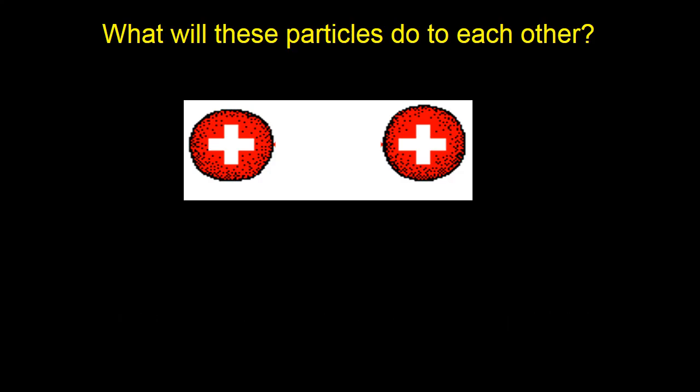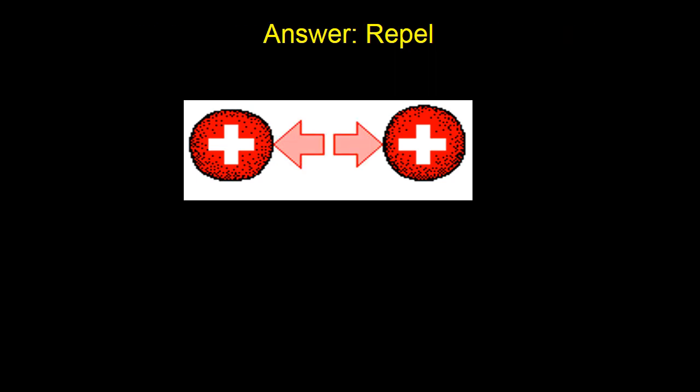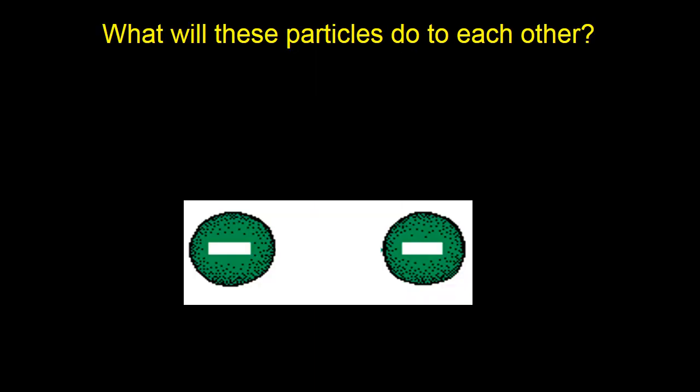All right, so we need to think about what the two different particles that we've been talking about here, protons and electrons, what will they do to each other when they get close to each other? So here we have two protons. What are they going to do to each other? Well, they are the same charge, as you just saw in that video clip there. They are the same charge, so they will repel each other. Anything that is the same will repel something that is the same as it.